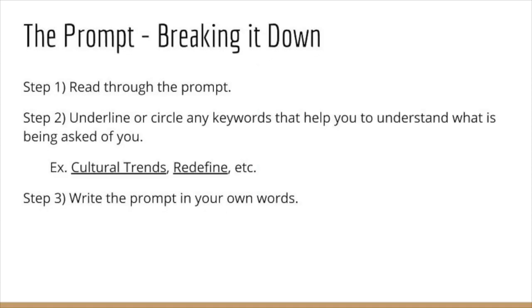So if you haven't already, read through the prompt, and as you read through the prompt, in order to help you understand what you'll be asked to do, I want you to underline or circle any keywords that help you to understand what's being asked of you. For example, you could underline or circle cultural trends or redefine, any words that are going to help you to understand what you're going to do. And if there are any words that you're unfamiliar with, make sure you underline or circle those as well, and you know to look those up so that you can understand the prompt better.